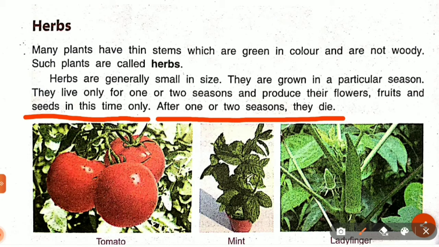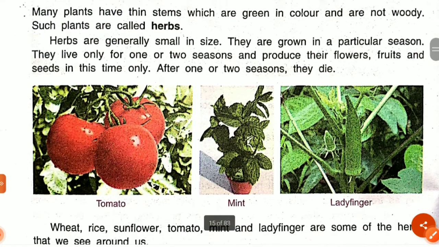See, these are very small plants and they will have green-colored stems and they will be very small in size and they will live only for 1 or 2 seasons. In that season only, for example 6 months or 1 year, like that they will live. In that season itself, if it is a flower plant, it will give you flowers. If it is a fruit plant, it will give you fruit. If it is a vegetable plant, it will give you vegetables.